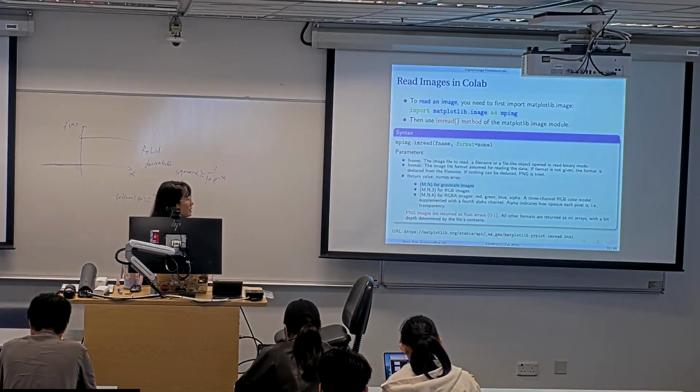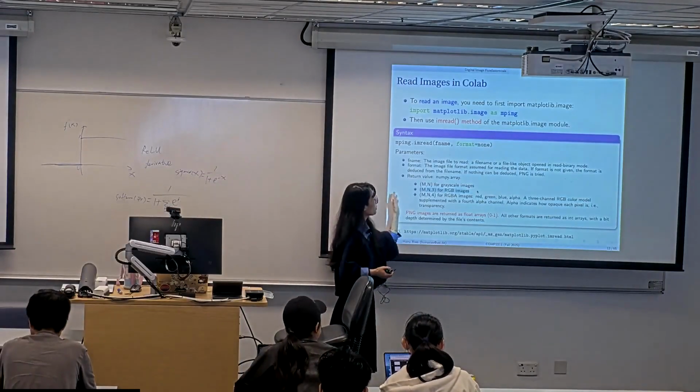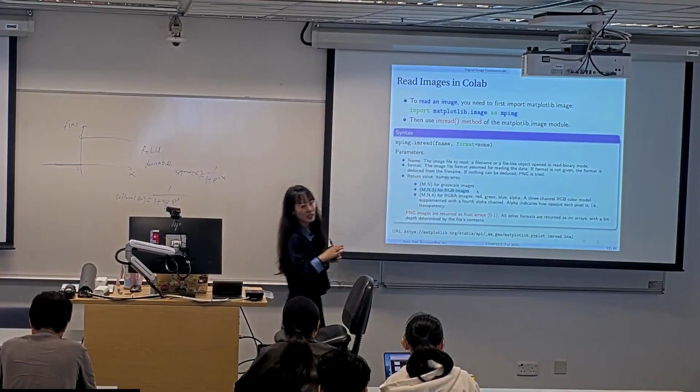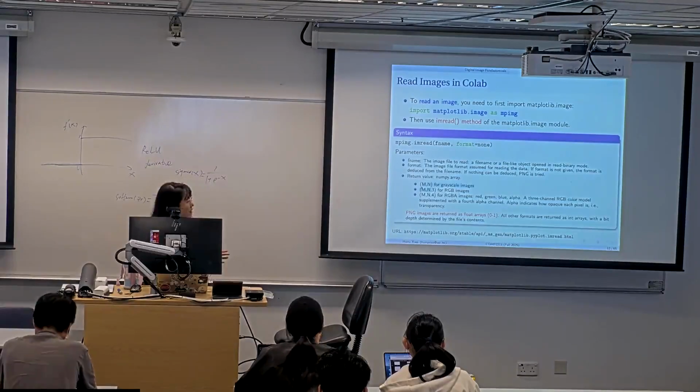If it's an RGB image, then the array will have 3 dimensions. So the shape would be M, N, 3. That means M, N, again, is the image size, width and height, and then this 3 is the RGB channel. For each color, you have a channel, so it's M, N, 3.